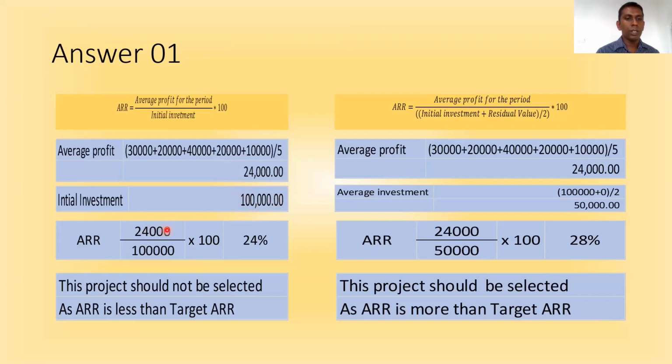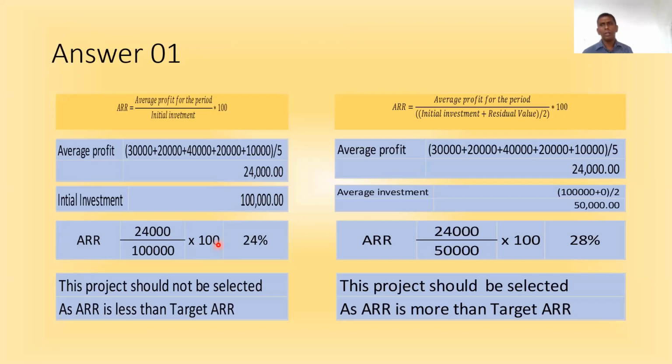Then this 24,000, the average profit for the period, divided by this 100,000 initial investment, multiplied by 100, equals 24%. In this investment opportunity, project A generates 24% ARR. Therefore, this project cannot be selected, because our target ARR is 35%. So according to the initial investment, we are not in a position to select this project. This project has to be rejected.